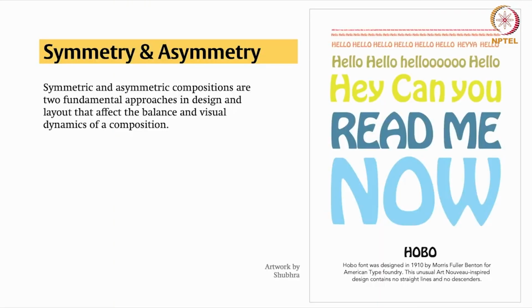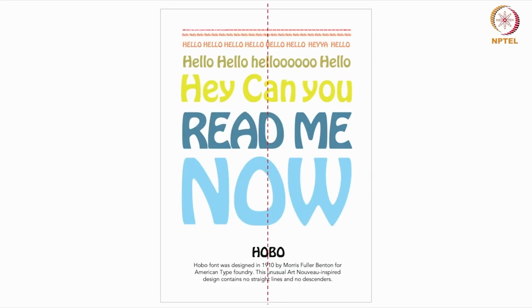Symmetry and asymmetry. We have discussed this in design principles, but with respect to typography, let us understand this. These are the two fundamental approaches in design and layout that affect a composition's balance and visual dynamics. The poster on your left is an example of symmetrical typographic balance. Here, though the letter forms are different, the letters' visual weight is an attribute which can be divided into two equal parts, and that's why it looks very symmetrical.